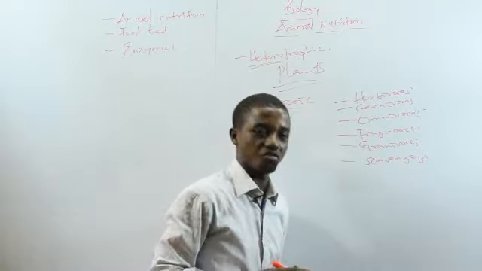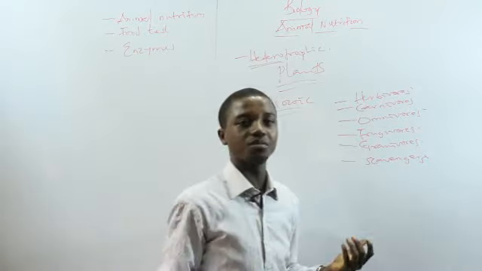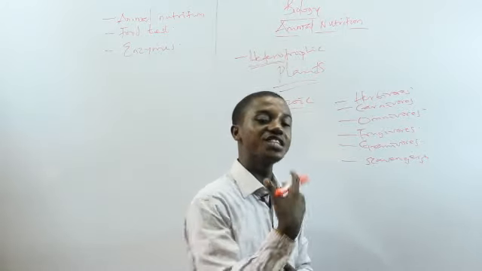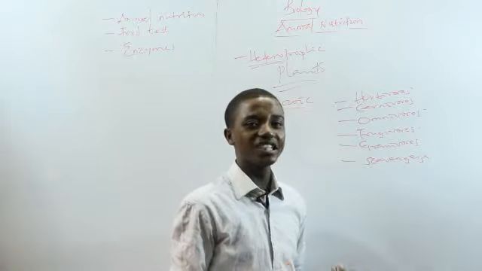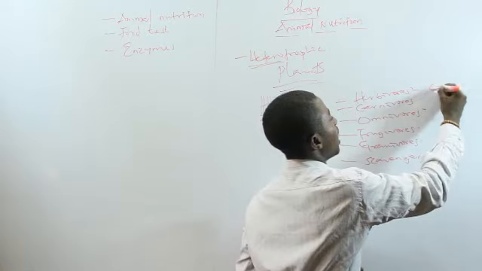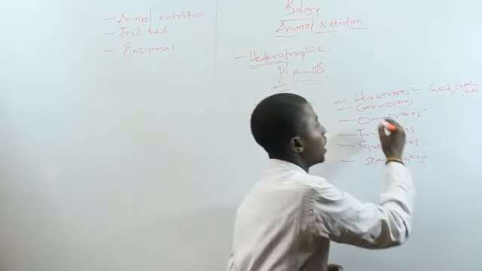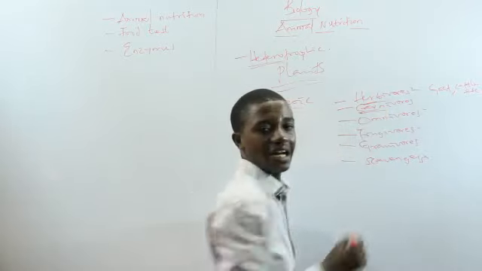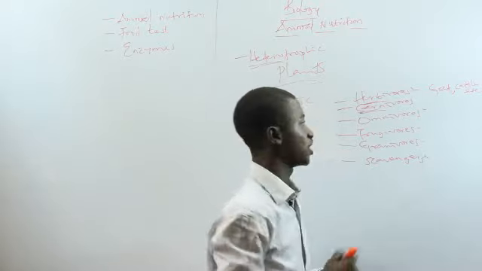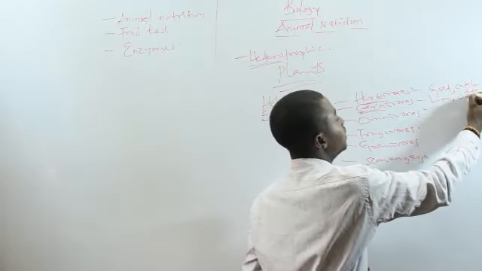What are herbivores? Herbivores are plant-eating organisms, organisms that feed on plants. Examples of herbivores are goats, cattle, etc. Now, what are carnivores? Carnivores are flesh-eating organisms, organisms that feed on flesh. A very good example is the lion and your dog.